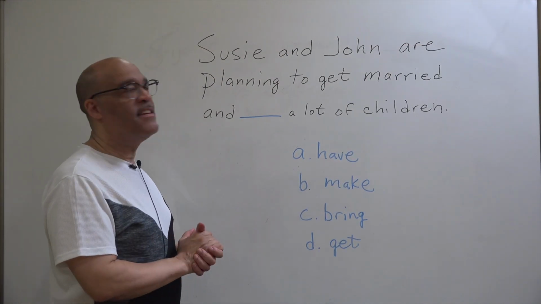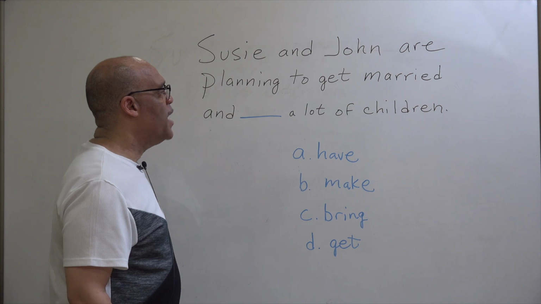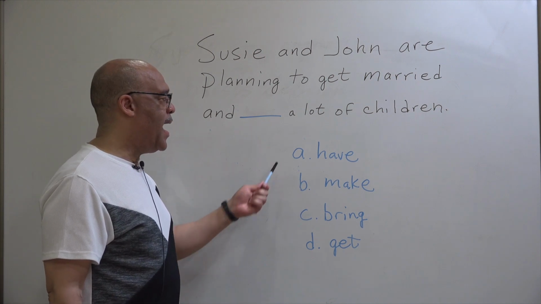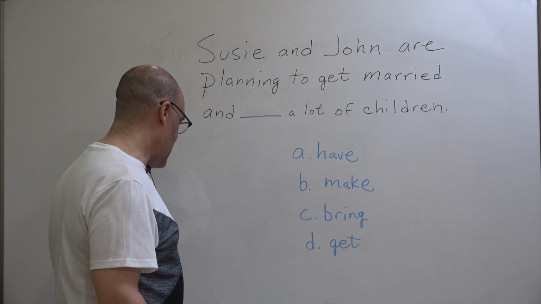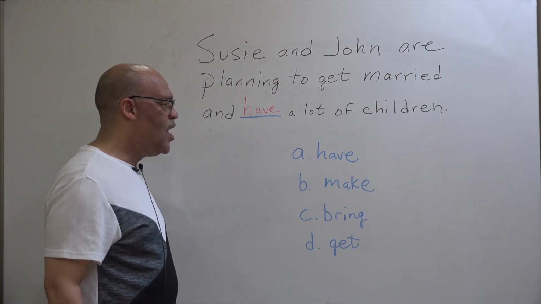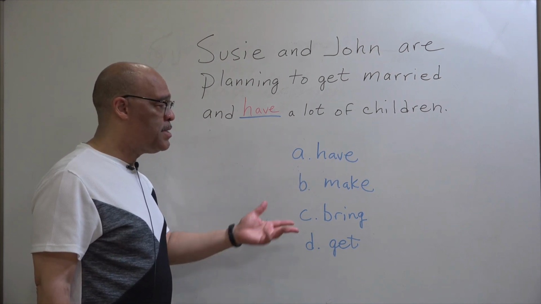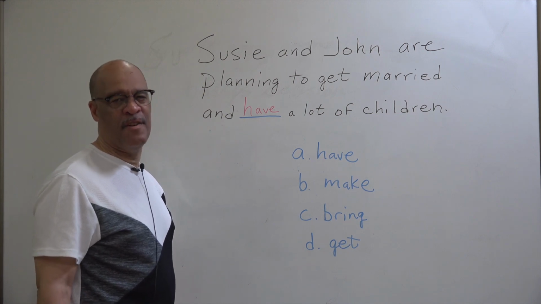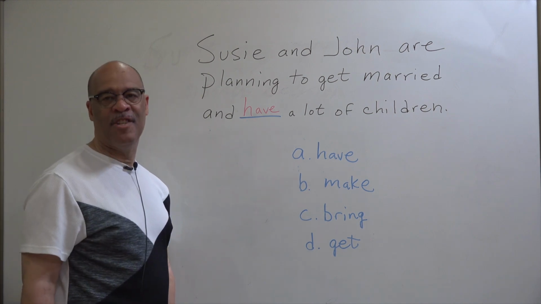All right, here's our next statement. Susie and John are planning to get married and blank a lot of children. What would be your answer? A, have, B, make, C, bring, or D, get? The correct answer is have. We wouldn't want to use a term like make a lot of children. That would sound very inappropriate. Of course, we're not bringing the children anywhere, and get a lot of children would also sound a little off-centered. So the best word would be they are planning to get married and have a lot of children.